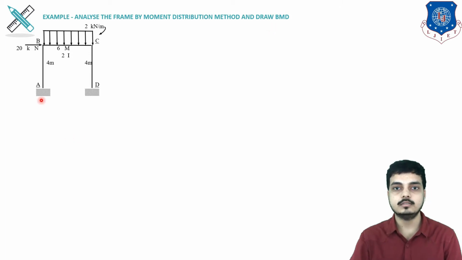Now here it is given A, B, C and D. A and D supports are fixed supports. B and C are internal hinges. Over here a 20 kilonewton load is given, which means a horizontal loading is given, so sway will occur. Here a 2 kN per meter UDL is given for the 6 meter span. Here 2I is given, and here 4 meter and 4 meter lengths are given.